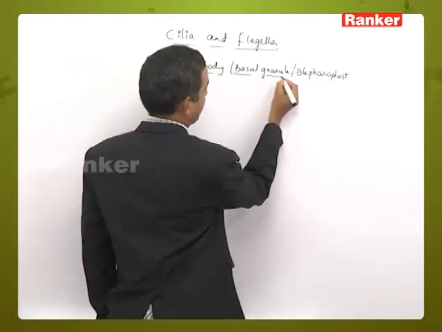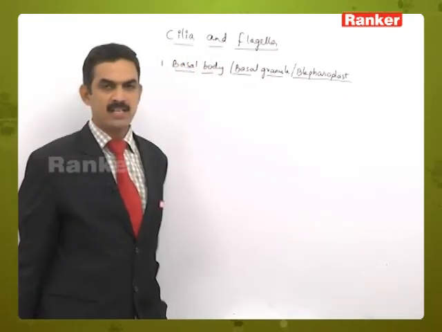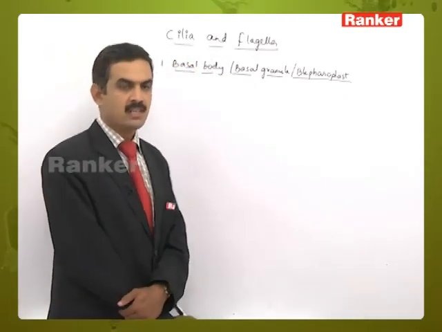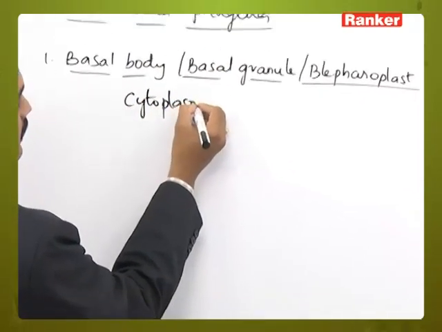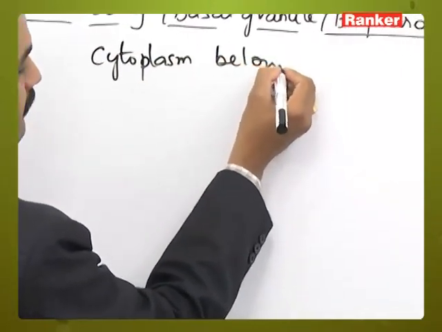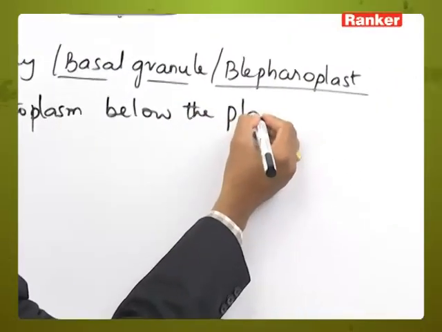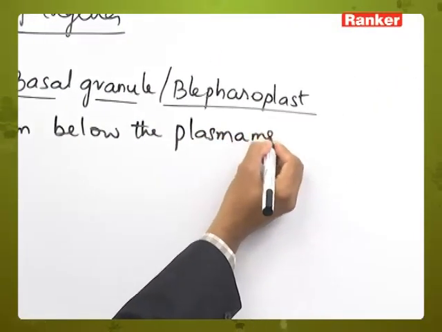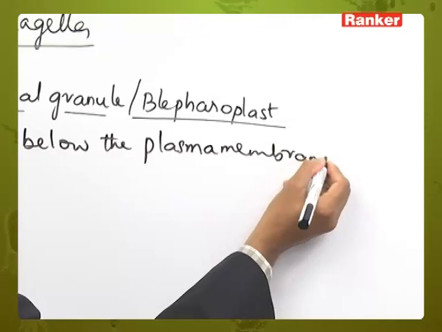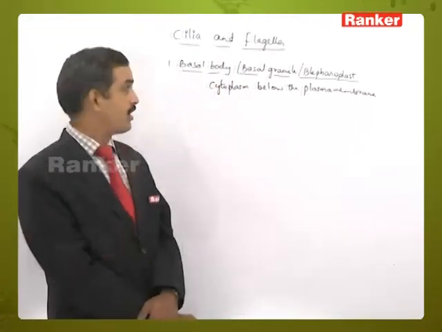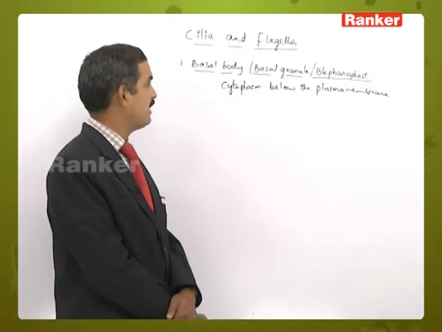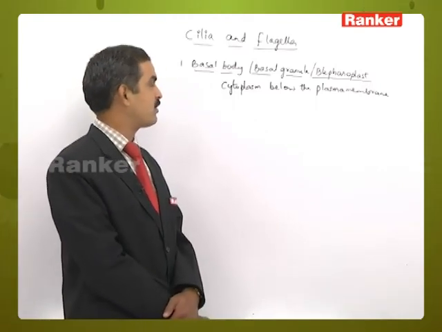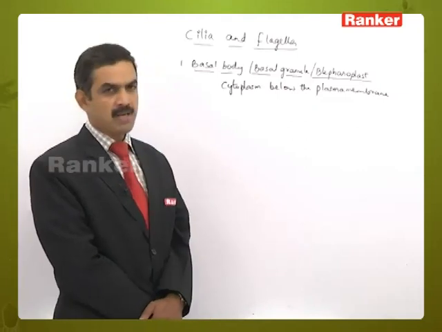The first one is the basal body, basal granule or blepharoplast. This is the structure which is present in the cytoplasmic content just below the plasma membrane. Or we can say this is the part where the origin of flagella or cilia takes place. That part is called the basal granule, basal body or the blepharoplast.